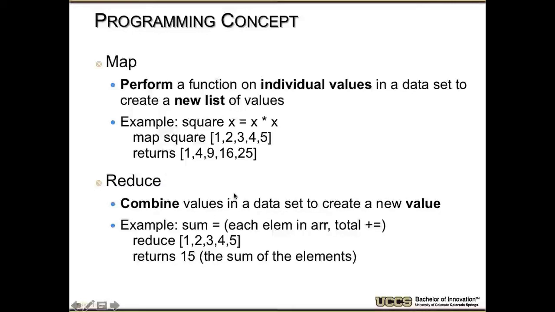Reduce combines data in a list to create a new value. So if I have the reduce operator, say sum equals, it'll take each element in the array and return the sum of them as I go, plus equals. So if I do reduce of 1, 2, 3, 4, 5, I get 15, the sum of the elements.